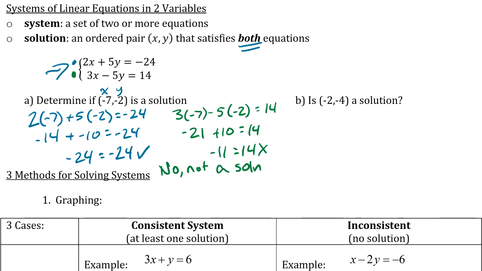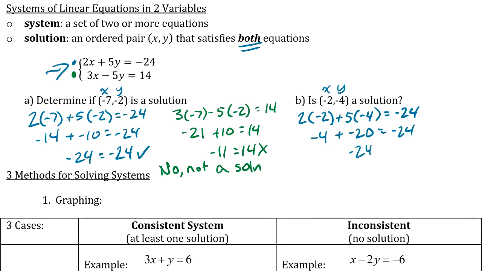Alright, let's try part B. So -2, -4. Remember, this is our x and our y. If we start plugging it in, we're going to get 2 times -2 plus 5 times -4 equals -24. So we're going to get -4 plus -20 equals -24, or -24 equals -24. First one works. Alright, let's check the second one.